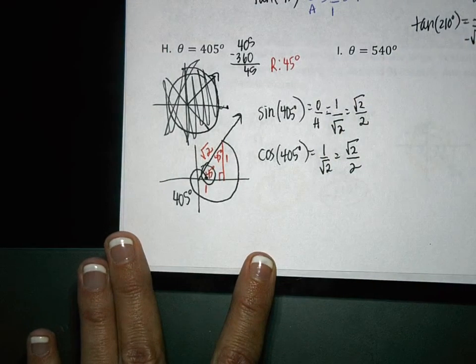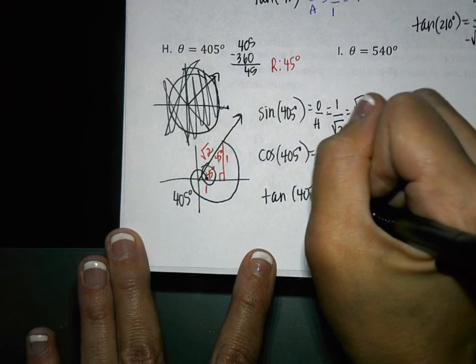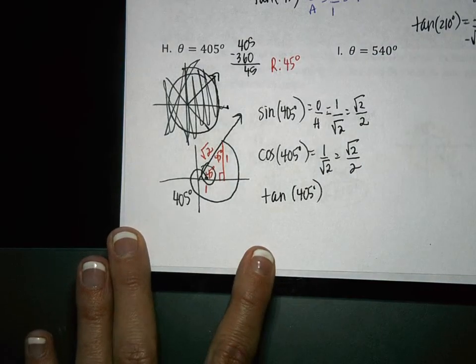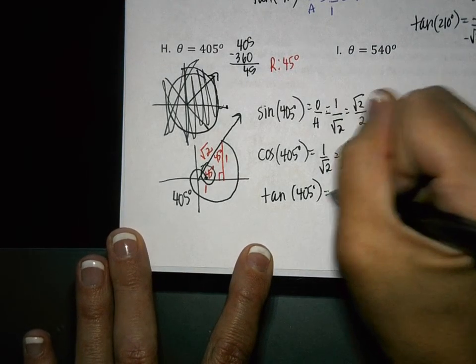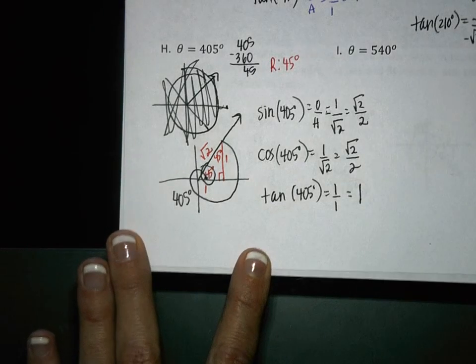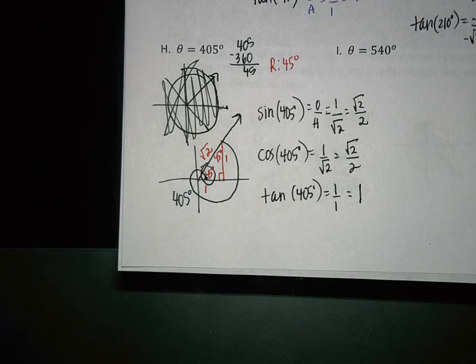And then we have tangent of 405 degrees, which will be 1 over 1, which just reduces to 1. Do we have any questions? Is this starting to feel more natural? A little? Thanks. Okay.